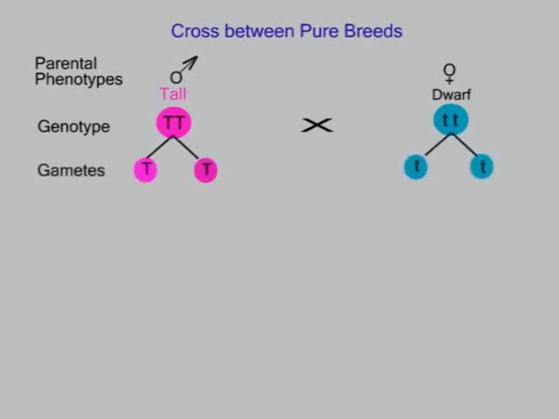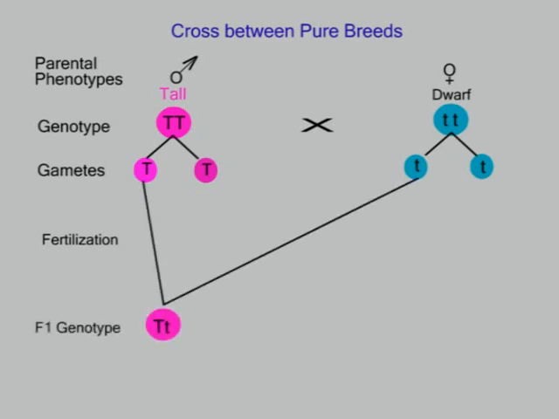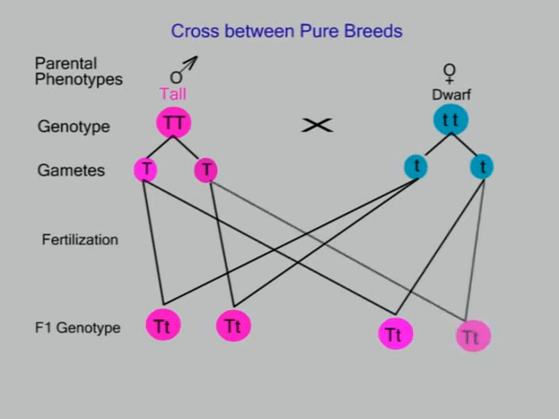Gametogenesis takes place and there is segregation. The gametes then fuse during fertilization. So capital T fusing with a small t to produce a diploid, T capital, t small, and it is the same case for all the others. So phenotypically, all the offsprings of the F1 generation will appear tall.